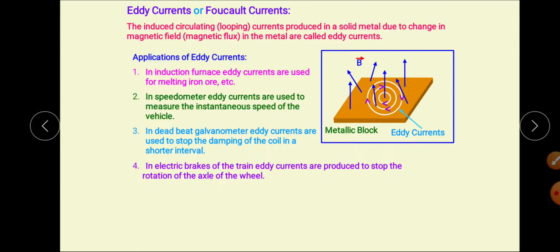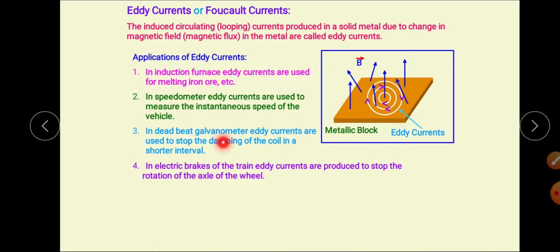When the wheel of the vehicle is rotating, the metallic block in the wheel cuts the magnetic field lines, and those magnetic field lines are the earth's magnetic field lines, which are cut by the rotating vehicle. So eddy currents are produced, and those eddy currents are used to represent the instantaneous speed of the vehicle.